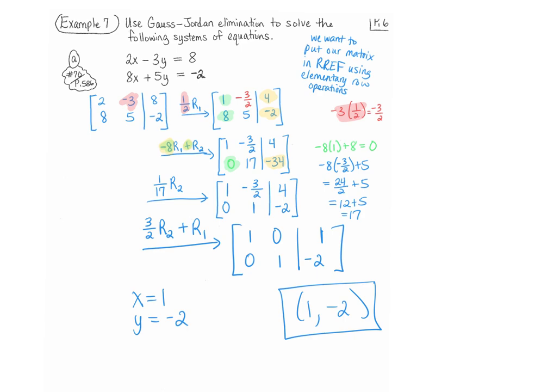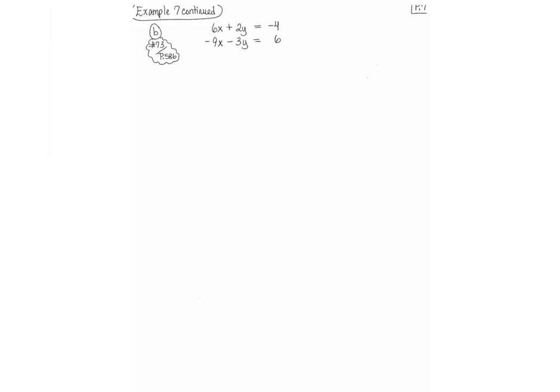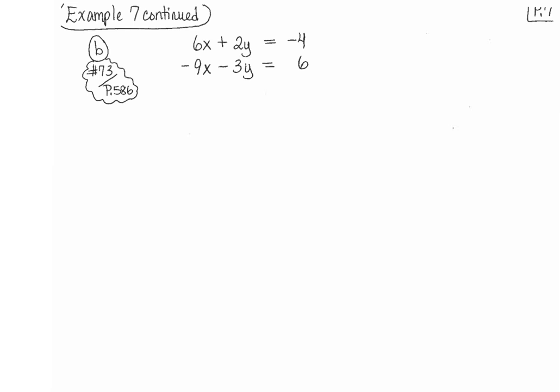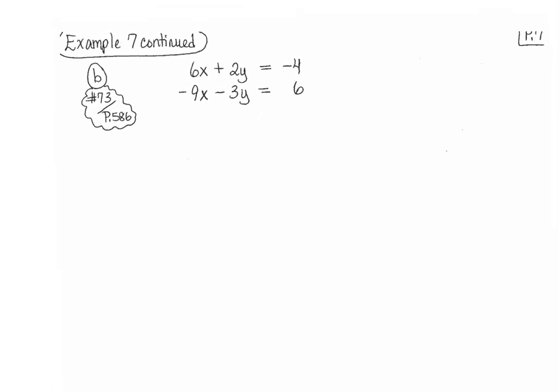Okay, so now let's do another example. Okay, you ready? Example 7, continued. This is part B. You have the system 6x plus 2y equals -4 and -9x minus 3y equals 6.